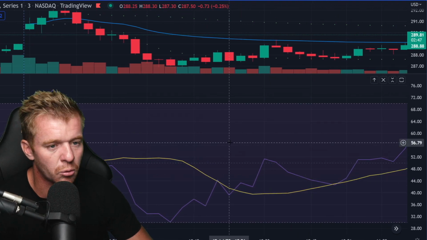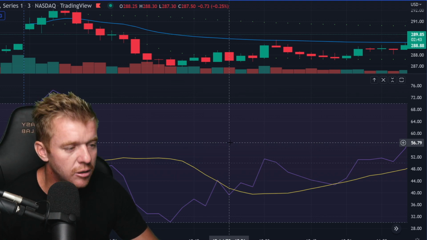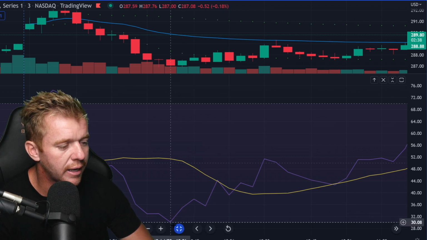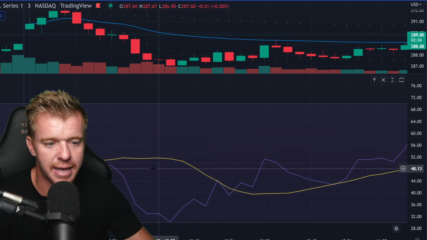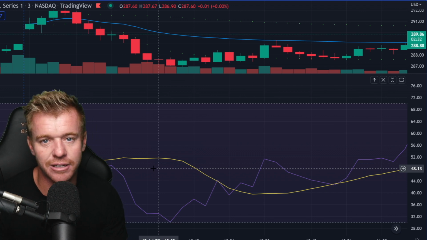So during the live stream this morning, I talked about that multiple times: how much further can we go down? There's obviously always the possibility of going lower, but do I want to get short when our RSI is at the extreme low, or do I want to get long when the RSI is at the extreme high?